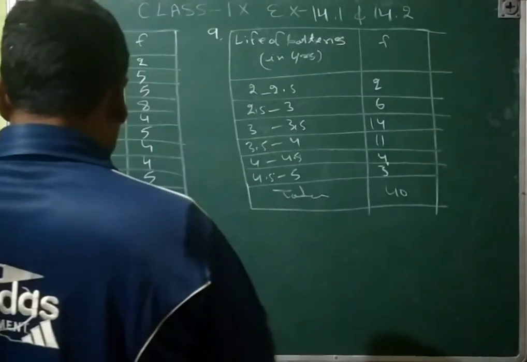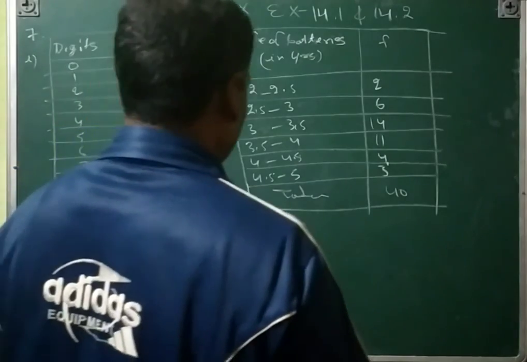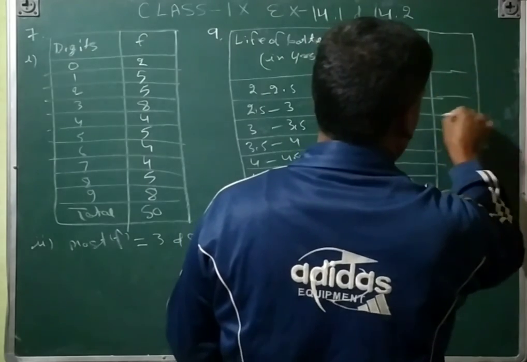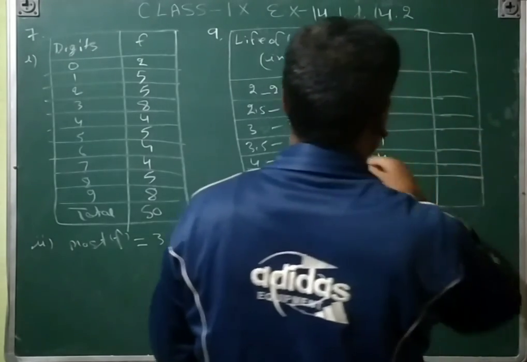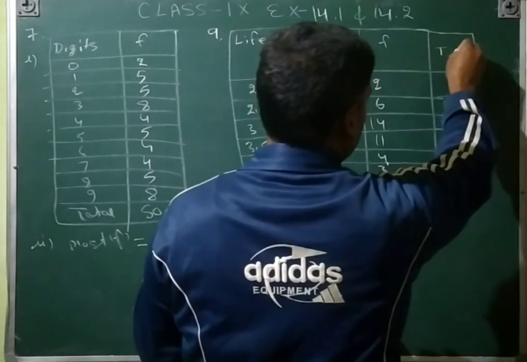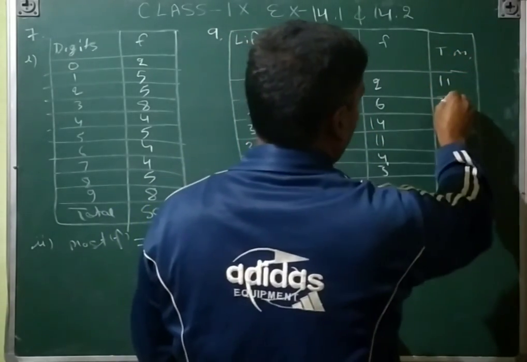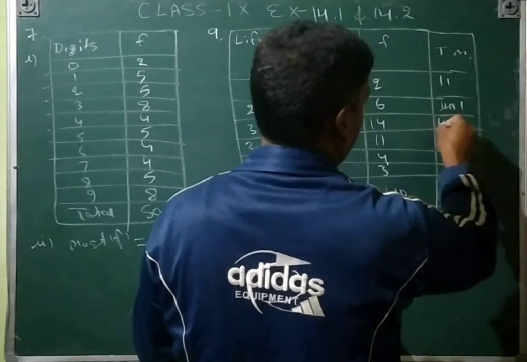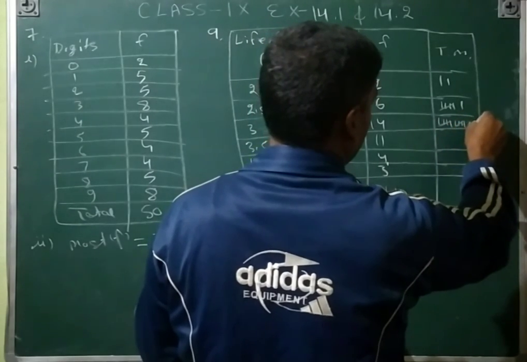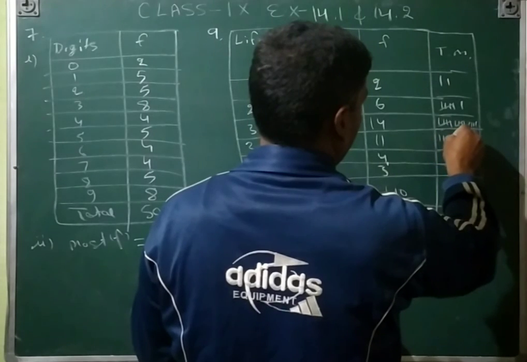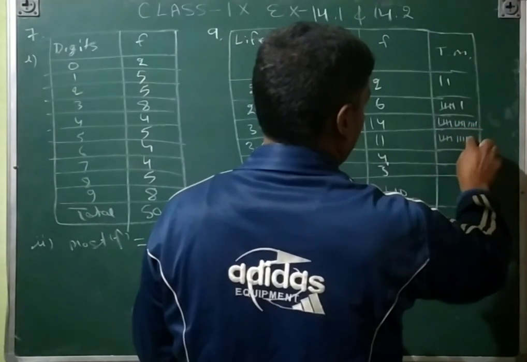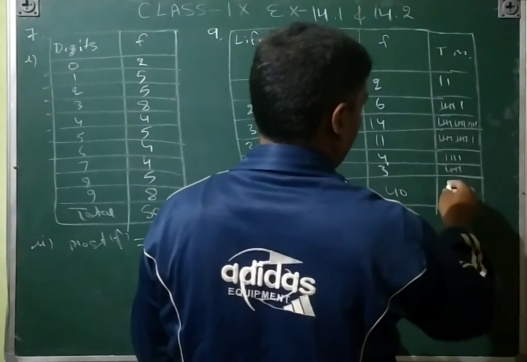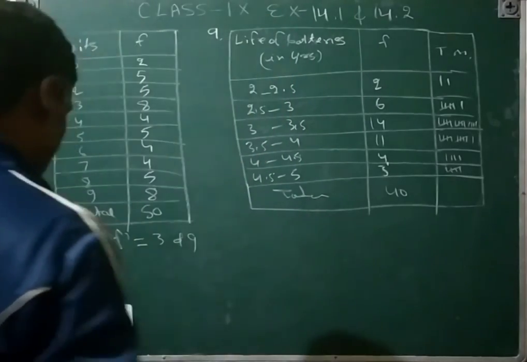This is the answer. Or you can draw tally marks, if you want to. So how will you draw the tally marks? For 2, you can understand 1, 2. Then 6: 1, 2, 3, 4, 5, 6. Then 14: 1, 2, 3 up to 14. Then 11, then 4, then 5. Okay, these are the tally marks.